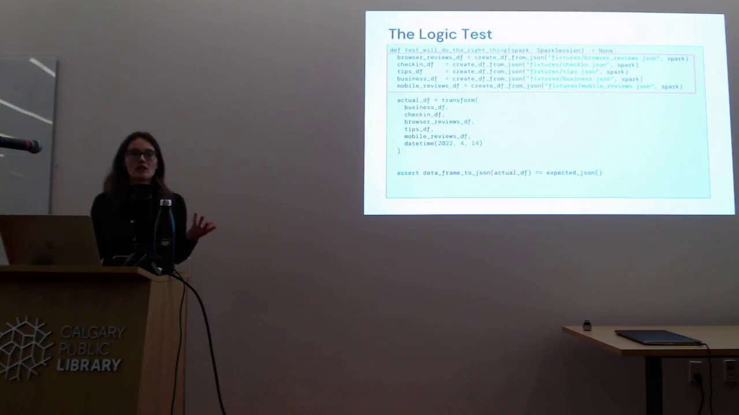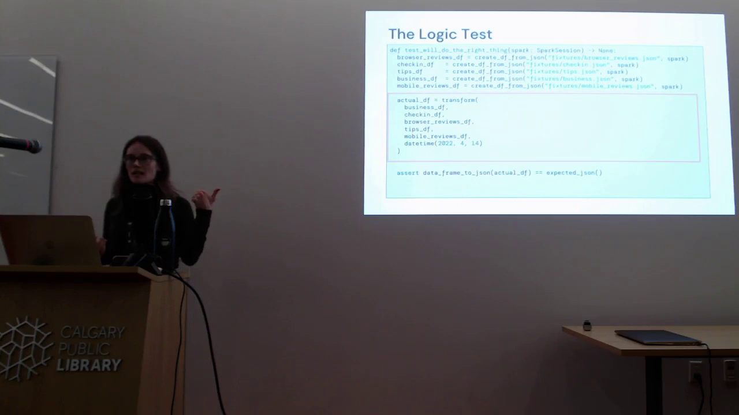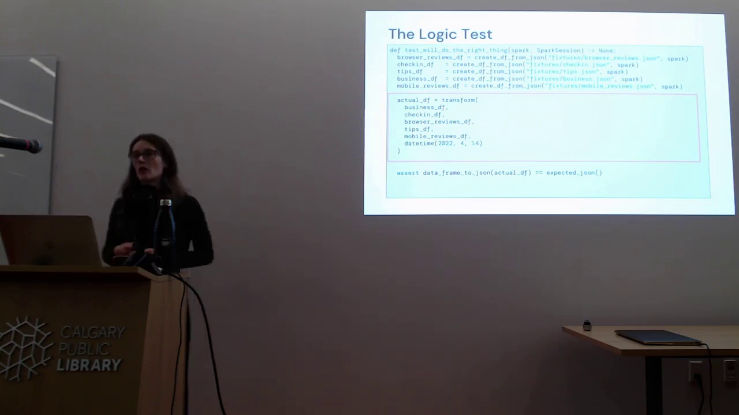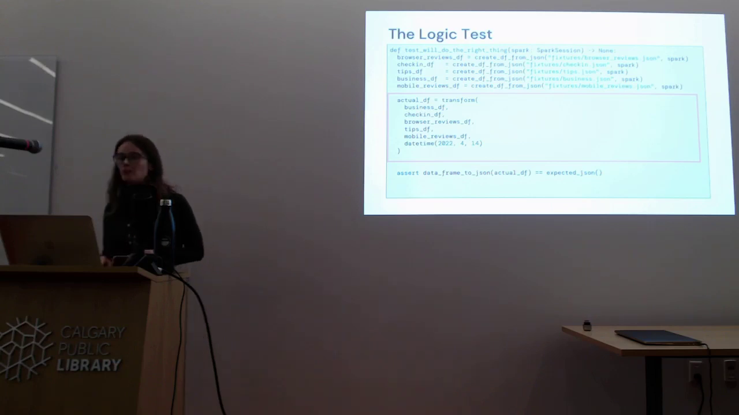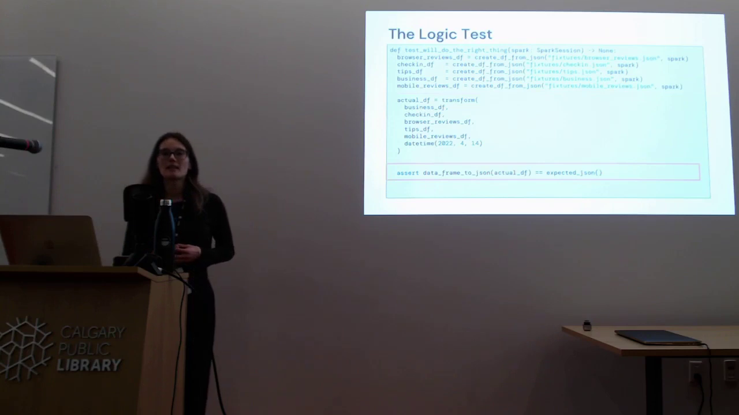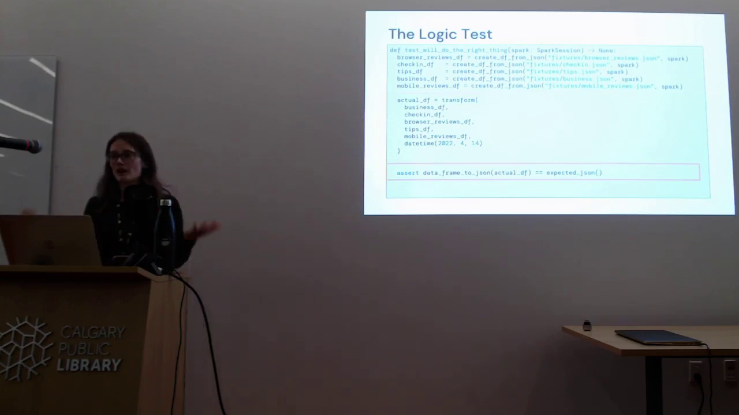It takes in a bunch of large JSON files, then converts those into data frames, passes those data frames into our transform function. That's what ETL stands for: extracting data, transforming it into a format that works for you, and loading it. This is the test for our transform function of this section of the pipeline. That transform function will return a data frame that we pass into another function that converts it back to JSON and compares that to another large expected JSON output file.